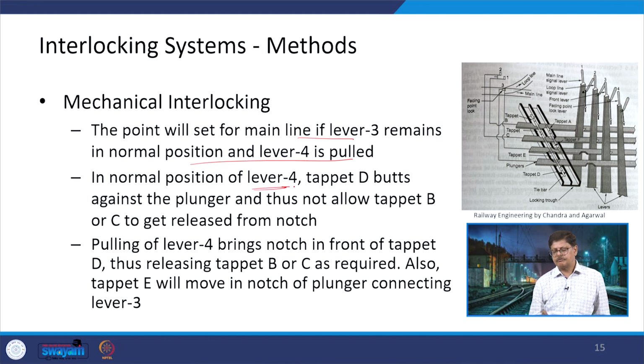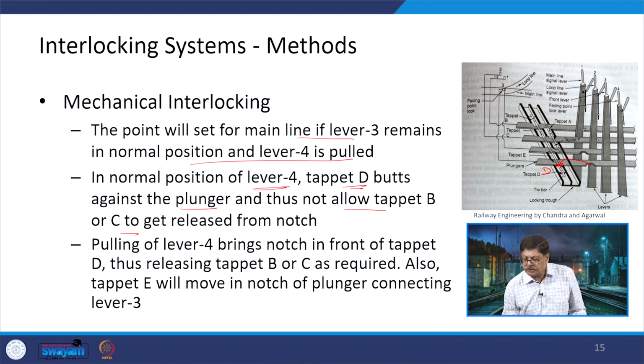So, now it is going to lock the system for main line. In normal position of lever 4, tappet D butts against the plunger and does not allow tappet B or C to get released from the notch. So, here let us look where is tappet D. This is tappet D here, this is lever 4. If it says that in the normal position it is butting against the plunger, you can see that it is not going inside the notch, it is just touching the plunger. Now, when it gets operated, this notch will come in front of this tappet and this tappet will move into it. As soon as this moves into it, it will not allow the tappet B and C to get released from the notch, because this tappet D is connected with B and C by using a tie bar.